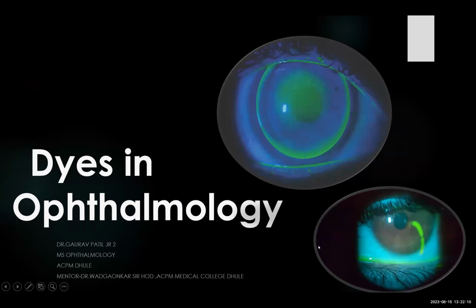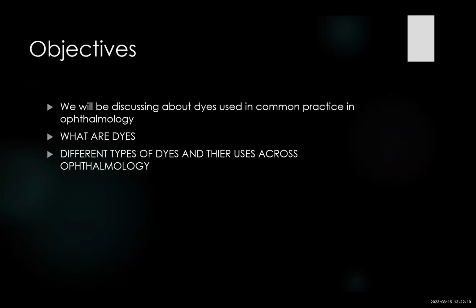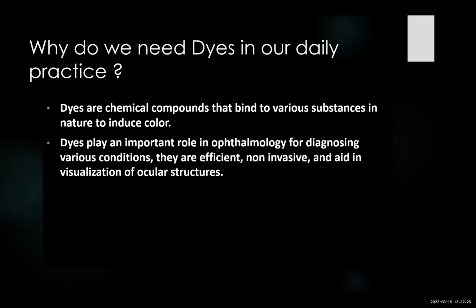Good afternoon to one and all. I'll be speaking about dyes in ophthalmology. I'm a JR2 at ACPM Dhule under the mentorship of Dr. Varda Officer. So we'll be discussing dyes used in common practice in ophthalmology, what dyes are, and different types of dyes used across ophthalmology. So dyes are chemical compounds that bind to various substances and induce color.